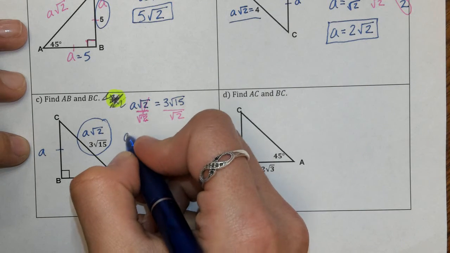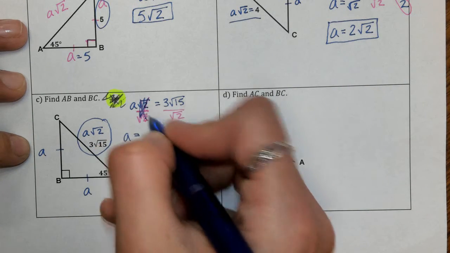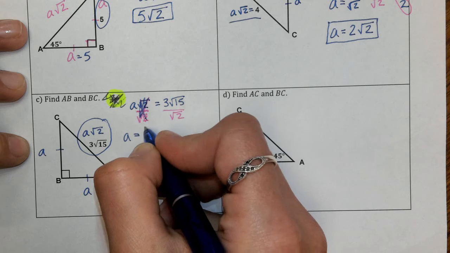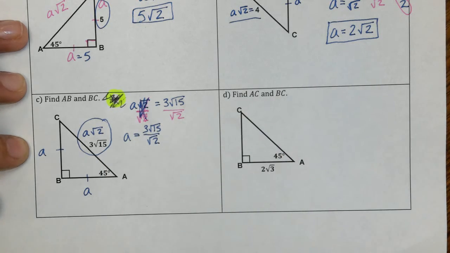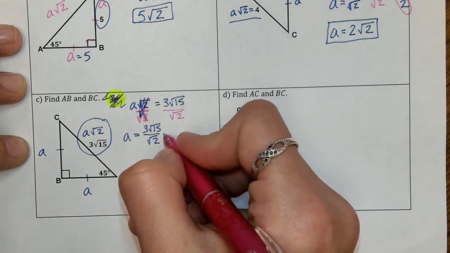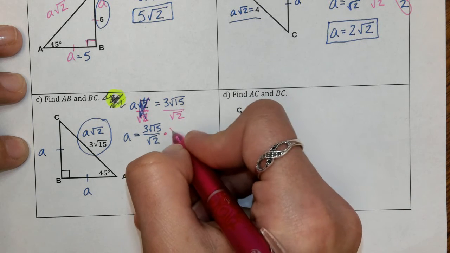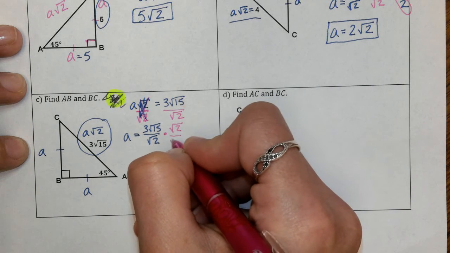Divide by the square root of 2. And then we're going to have A equals, because these are gone, 3 square root of 15 on top, square root of 2 on bottom. As we know, we need to rationalize. No radical on the bottom. Shove it up to the top. Leave it on the bottom.